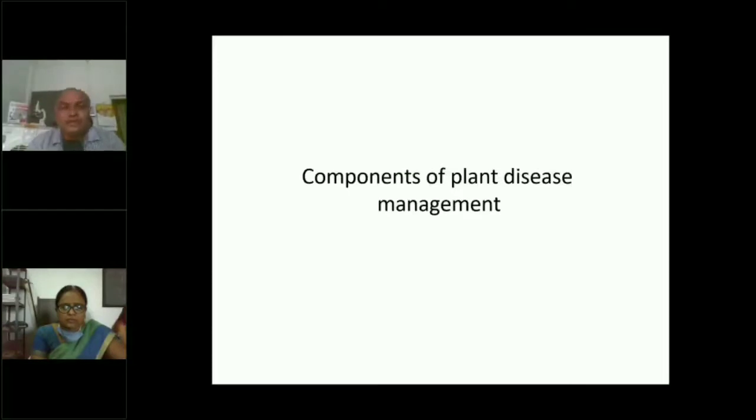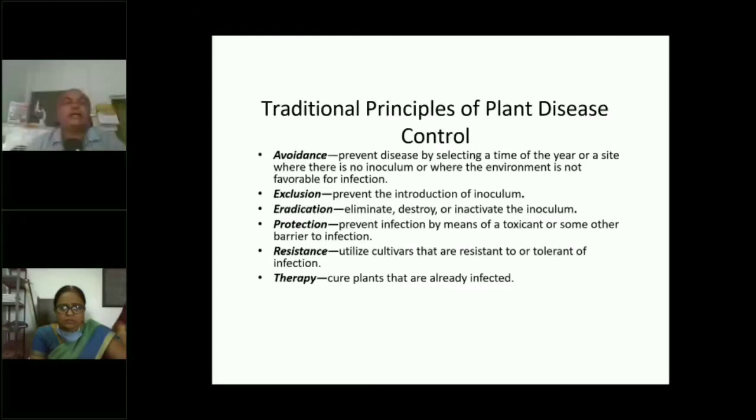Then, which are the different components of plant disease management? That is the important topic which today we are seeing, integrated disease management. There are traditional principles of plant disease control, like we can control or manage the disease by avoiding, which is called as avoidance. Prevent the disease by selecting a time where there is no inoculum, that is what we call avoidance. We can avoid the primary source of inoculum or secondary source of inoculum to have a contact with host plant, that is called as avoidance.